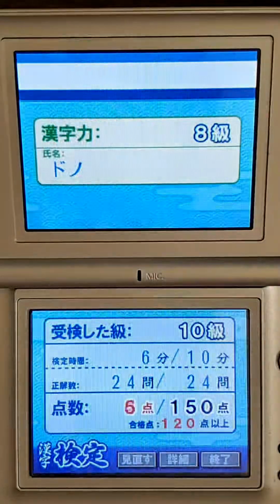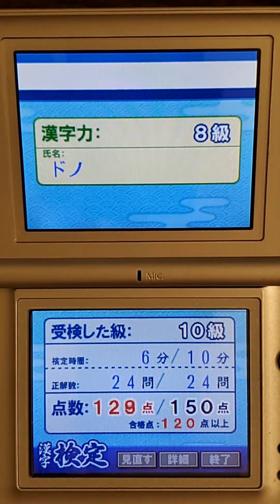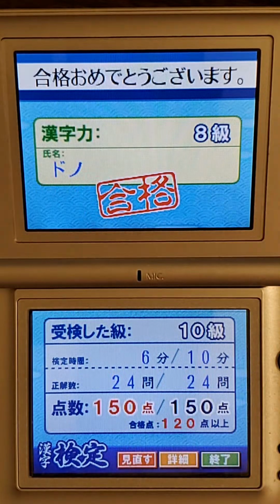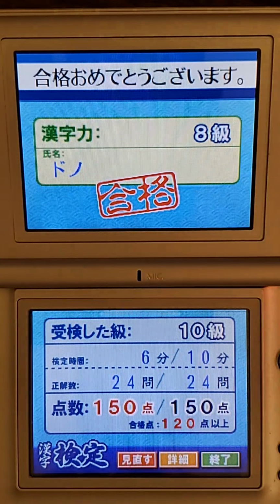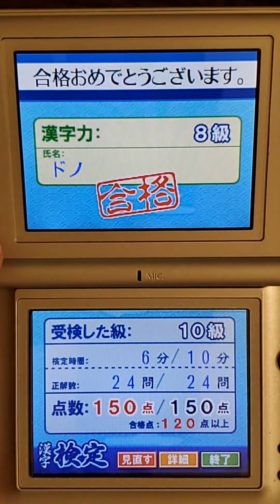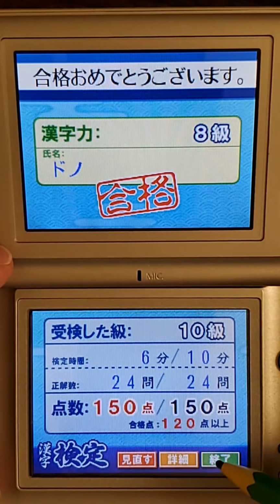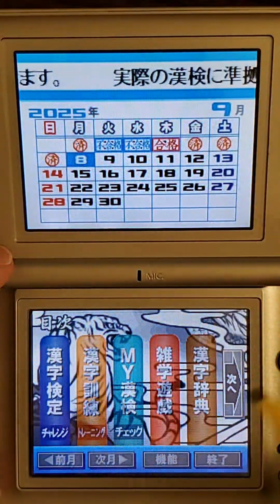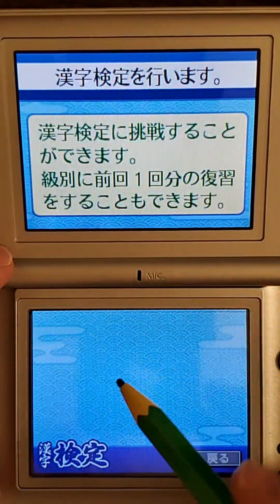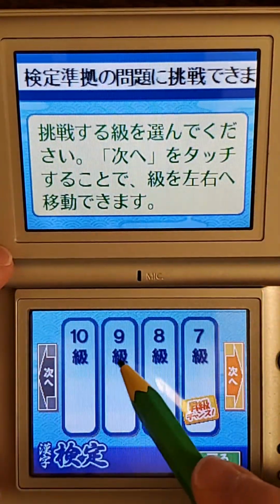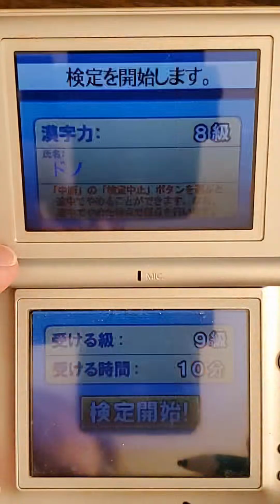So that was level 10. That's the easiest level. So you could tell that the kanji were easier. It's a different setup. Oh, I got them all right. I'm good. So that's good. Now that I'm doing this, I'll do level 9. Go up to level 9. Do the short version here.